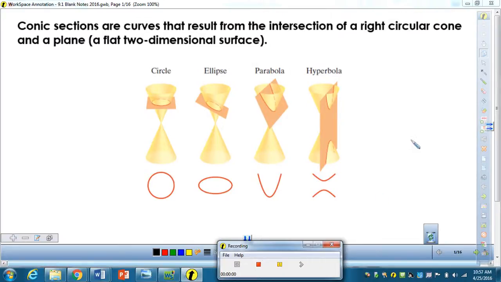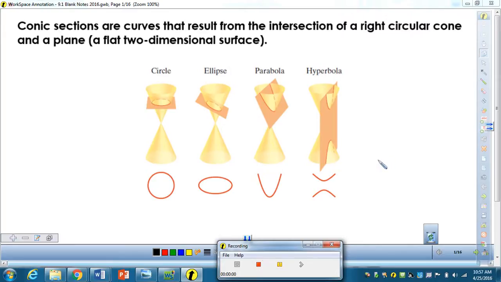In our next unit, Chapter 9, we will be studying the equations and graphs of conic sections. Conic sections are curves that result from the intersection of a right circular cone and a plane, which is just a flat two-dimensional surface. We can see in the diagram here that if that flat two-dimensional surface, think of it being a piece of paper, were to cut through the cone at different angles, we have four resulting shapes.